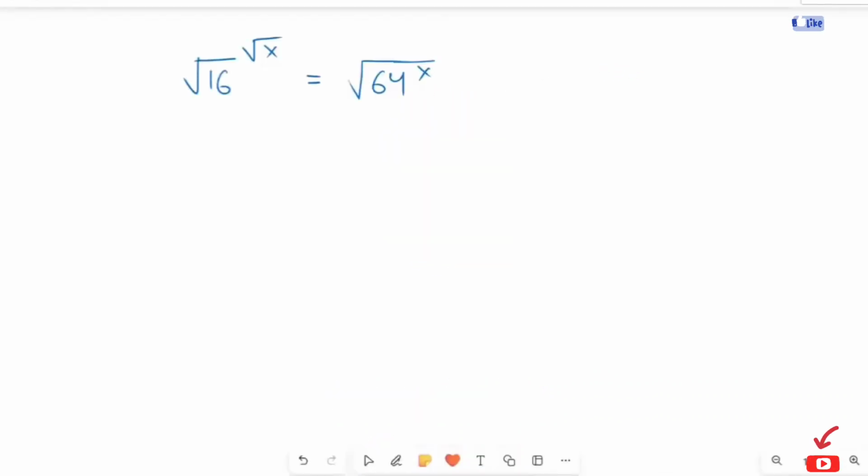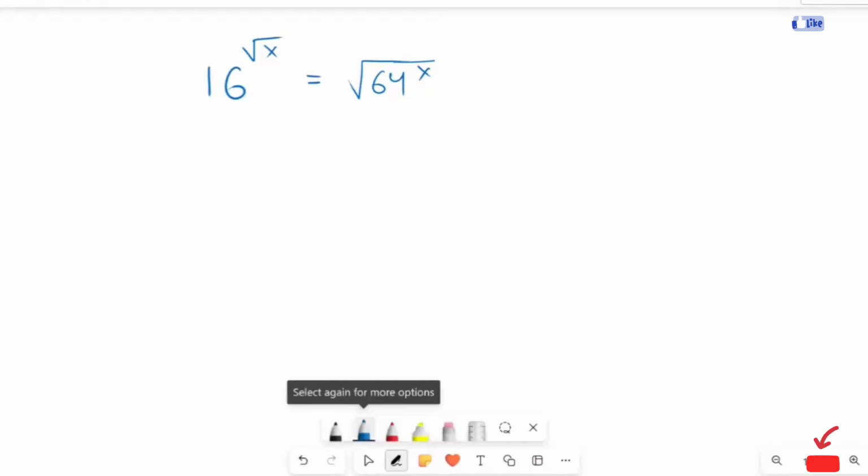Hi, here we have a nice math exponential equation. Our equation is 16 raised to power root x is equal to root 64 raised to power x.